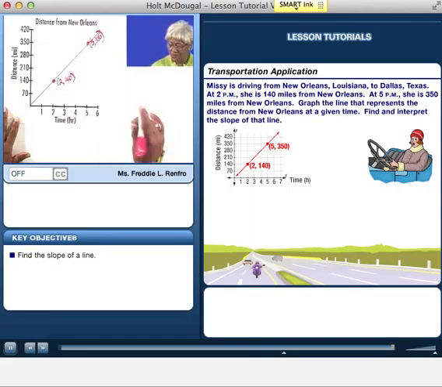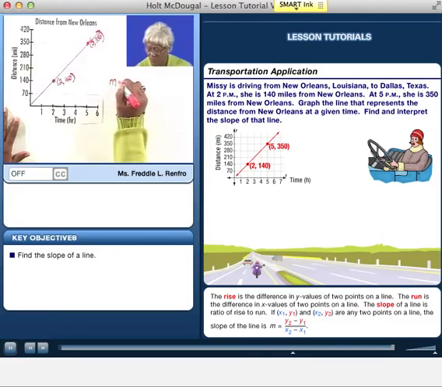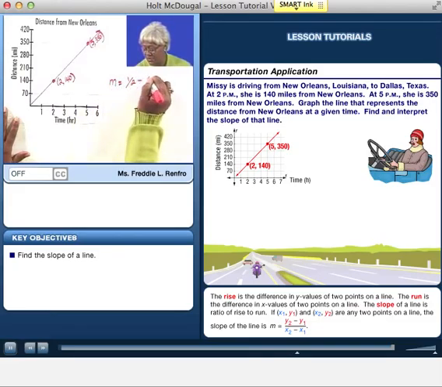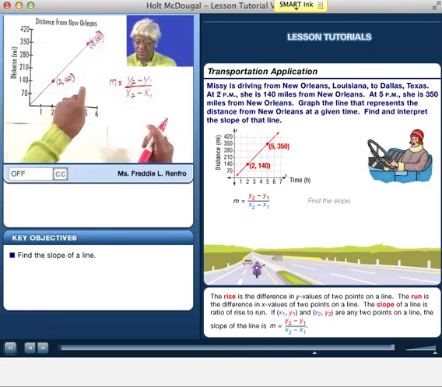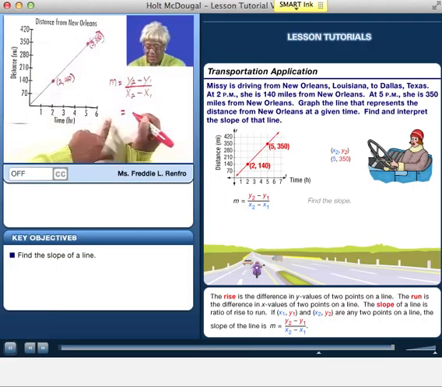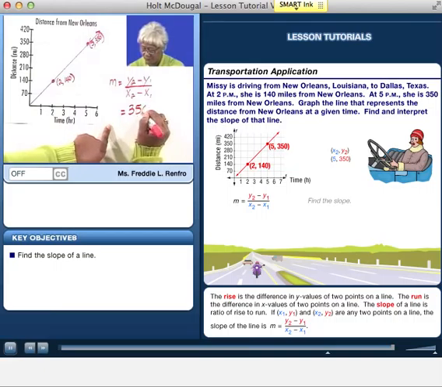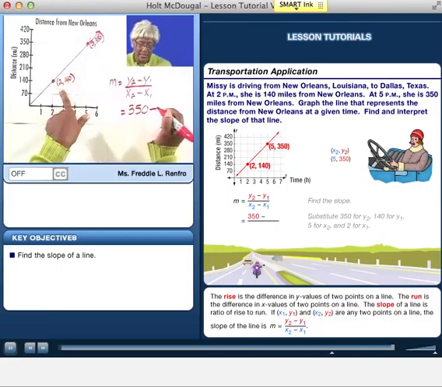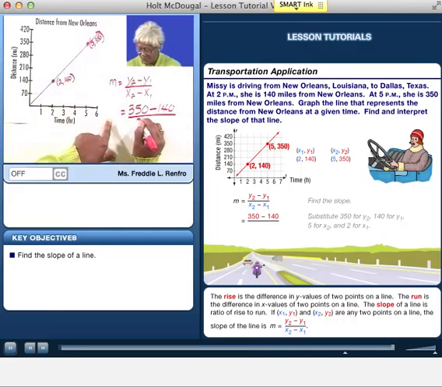We'll recall the slope formula: y2 minus y1 over x2 minus x1. Okay? Well, let's call this x2, y2. And we're going to substitute. This is 350 minus, let's call this x1, y1, 140, over 5 minus 2.